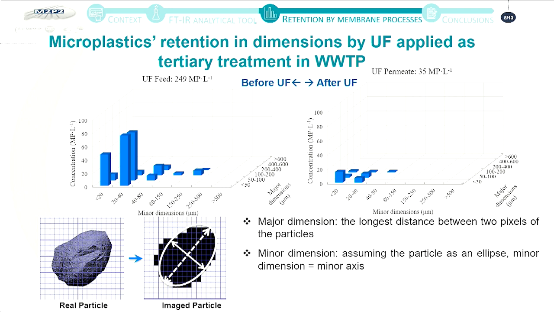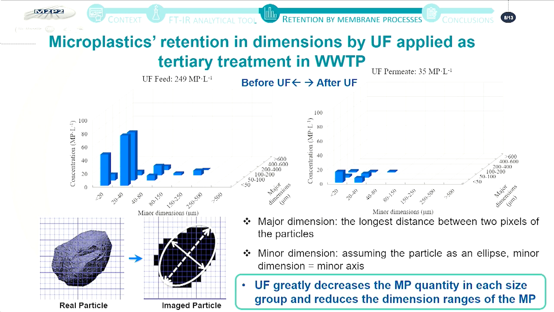So you can see on these two graphs the minor and major dimensions, and the concentration in each of these dimension ranges. What we can see is that UF can decrease the microplastic quantity in each size group, but it also reduces the dimension ranges of the remaining microplastic particles. But still, we have microplastics with a size higher than the pore size of the membrane. And here we can assume a possible contamination of the permeate by the pilot plant and the pipes, which are all made of plastics.